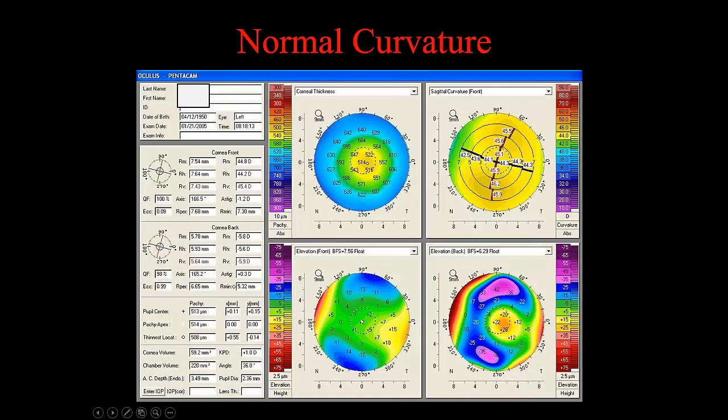Another example, again, if you look at the curvature, sagittal curvature map, it looks absolutely normal, relatively low amount of astigmatism. The anterior elevation is normal, but again, look at the posterior ectasia.